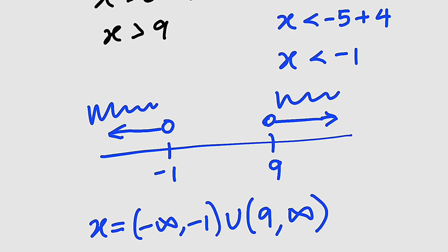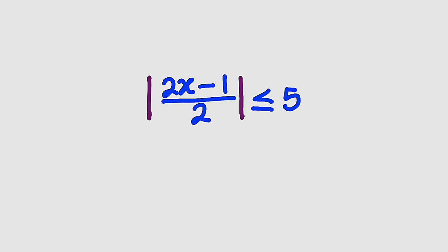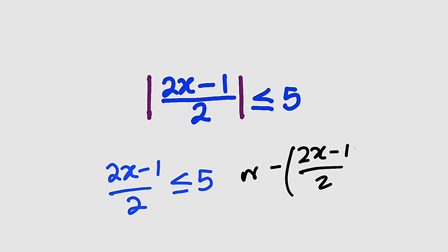Now let us take the second one. We don't need to do anything to both sides other than to remove the absolute value. So it could be positive or negative, right? So it could be (2x minus 1) divided by 2 less than or equal to 5. And it can also be -(2x minus 1) divided by 2 less than or equal to 5.